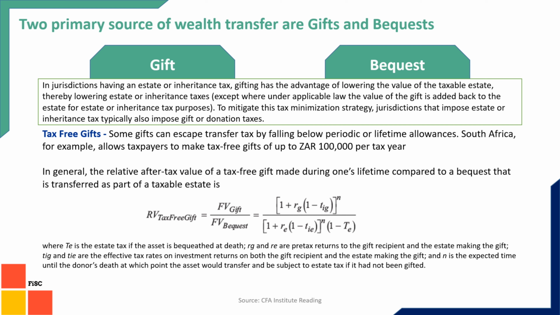Similarly, TIG is the investment tax, that is, the tax on the returns you are getting on those assets. It could be the same if the source of return is the same, but if it is a different source, then there could be different taxes as per the government rules. And TE is the estate tax. So this is the formula which you have to remember.